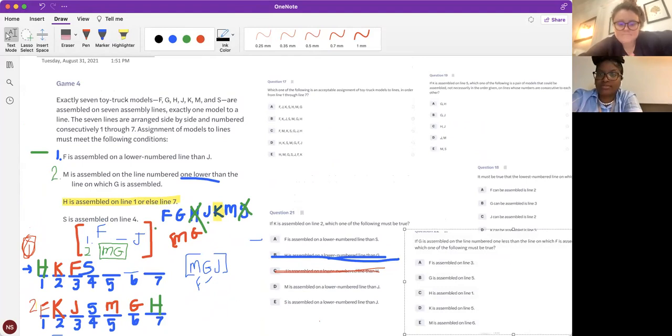It's not true. Yeah, in which one? In scenario number 1. No, it is true in scenario number 1. F is assembled on a lower number than J. In number 1, that's true. Which one is that not true in? Oh, in number 2. Yeah, perfect. Okay.